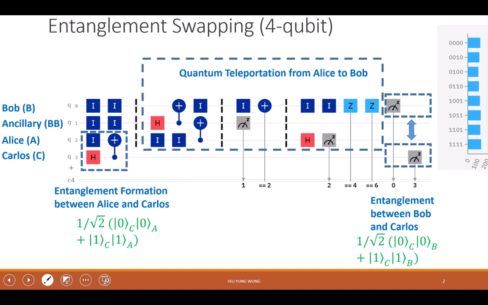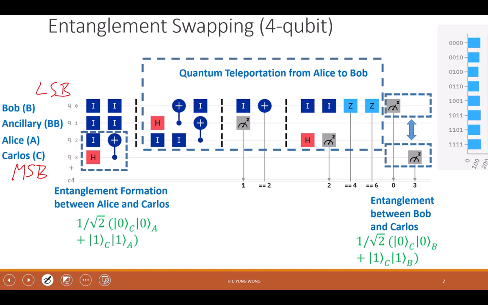Our goal is to teleport a qubit from Alex to Bob, right? Last time when I drew it, I put Alex on top because I put the LSB on top. But this time I put the MSB at the bottom, because I'm following the IBM convention. In this IBM Q circuit, we have the MSB at the bottom and the LSB on the top. And you can see from here it's Q3, Q2, Q1, Q0.